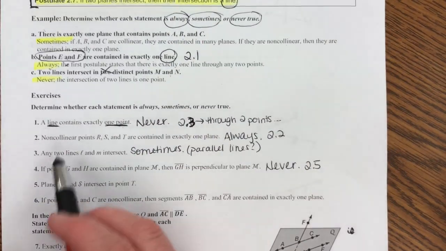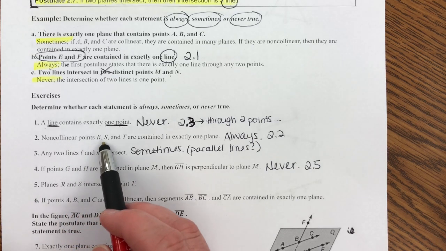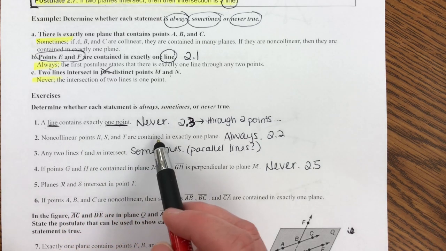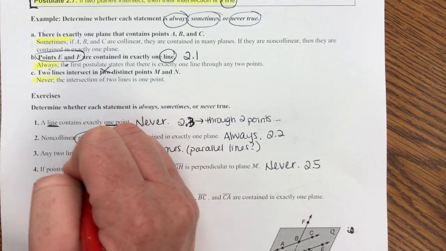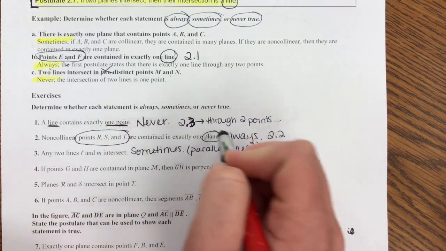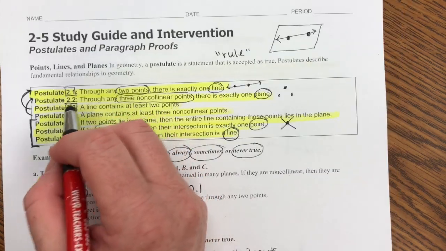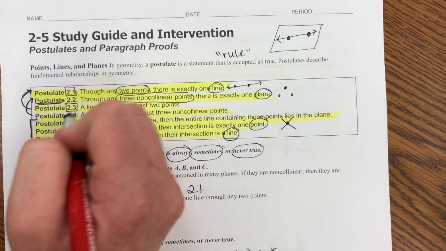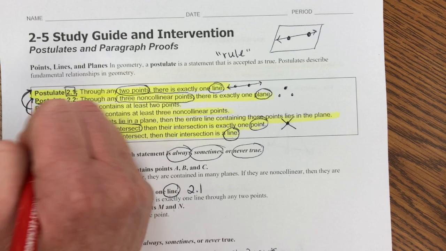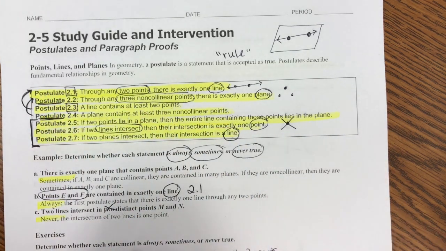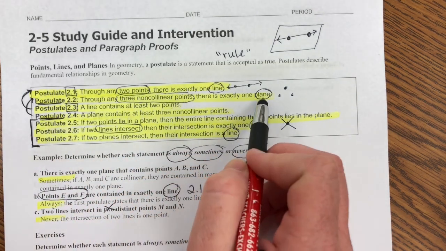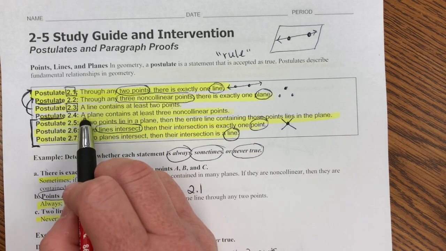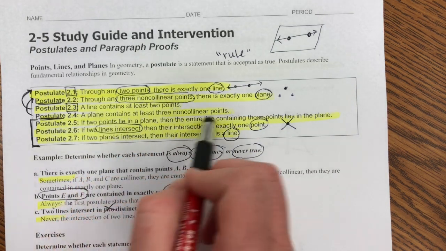Number 2, non-collinear points R, S, and T are contained in exactly one plane. So we're talking about points being in a plane. And we've got 2 postulates up here, 2.2 and 2.4, that talk about planes and points, right? So ours have to talk about the points first and the plane at the end. 2.2 talks about the points first and the plane at the end, right? 2.4 talks about the plane first and then the points.